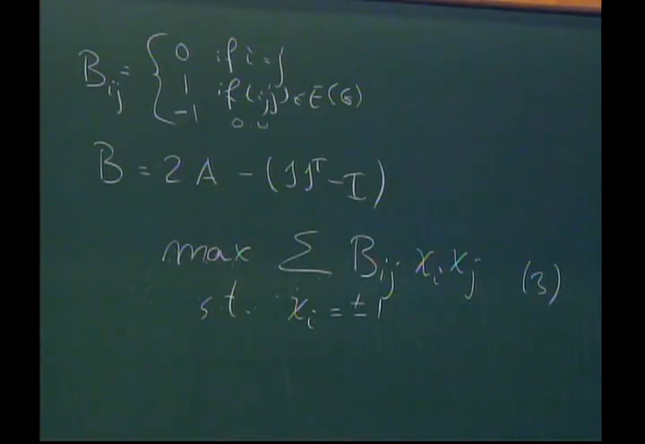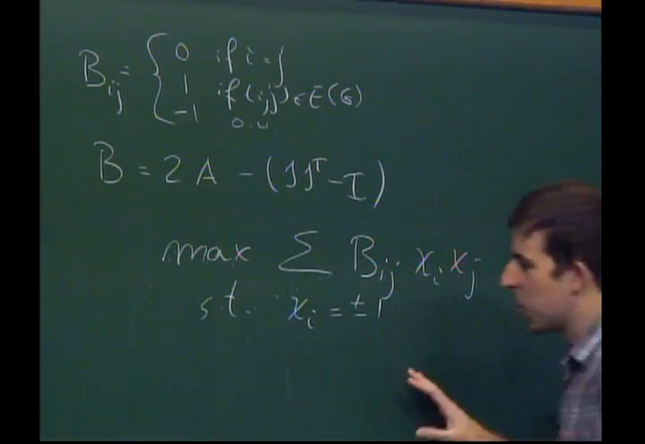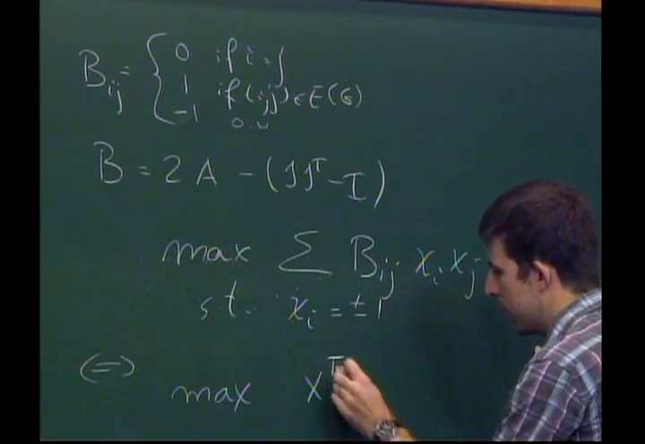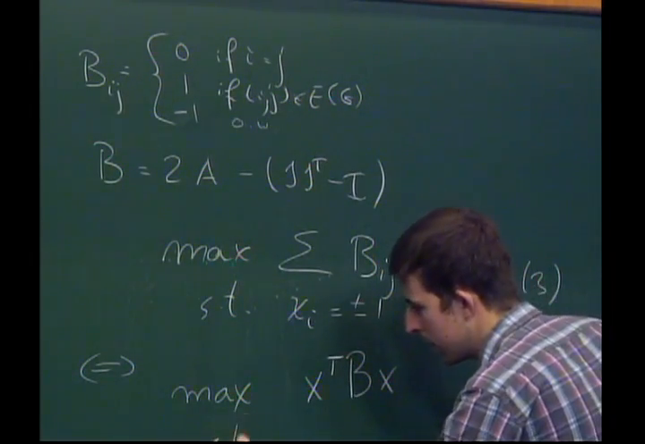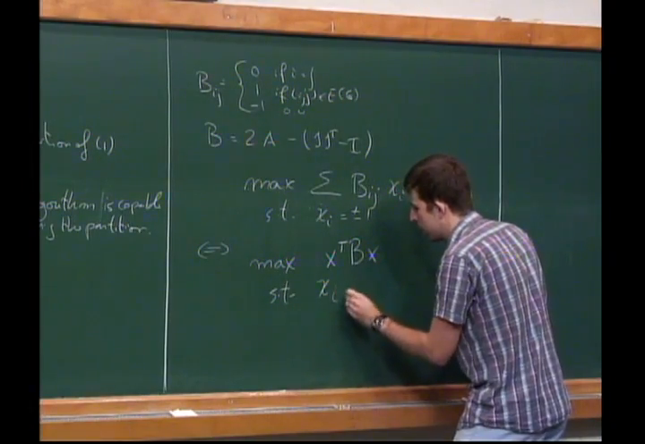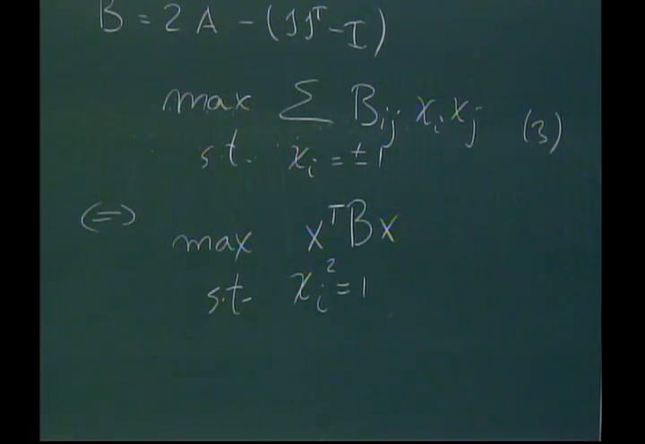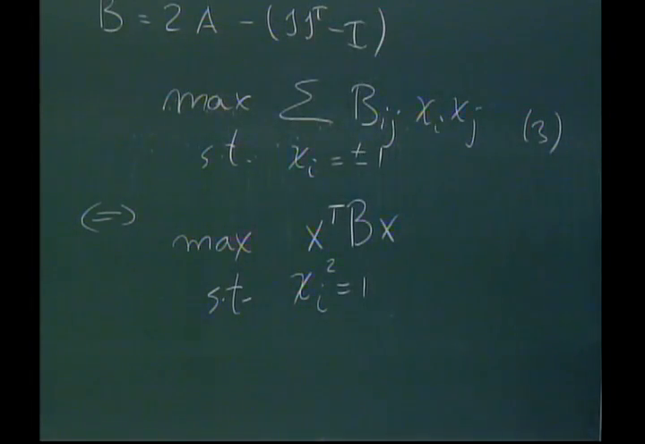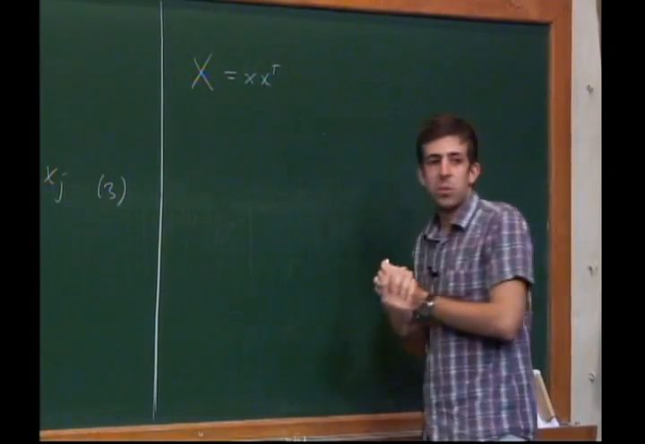Okay, so this problem is hard to solve. Let's massage it a little bit. This is completely equivalent to the following. Does everyone agree? I mean, I didn't do anything. Now let me define a big matrix X. Let me define a big matrix X equal to little x times little x transpose. Now I'm going to try and write my problem in terms of big X.